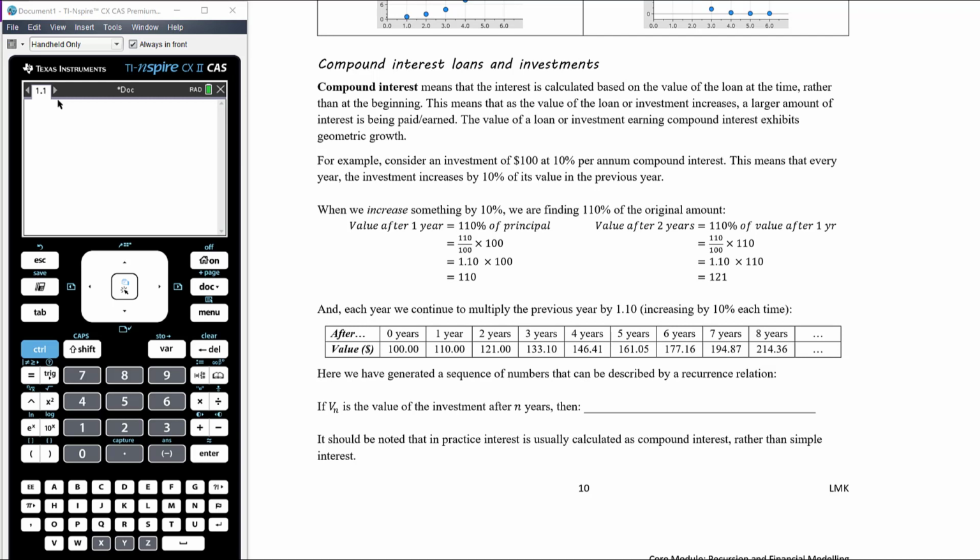So that means the value after 1 year is $110, which is the same as simple interest. But the difference is when we now look at the second year, we're not just adding on another $10, we're calculating 110% of $110.